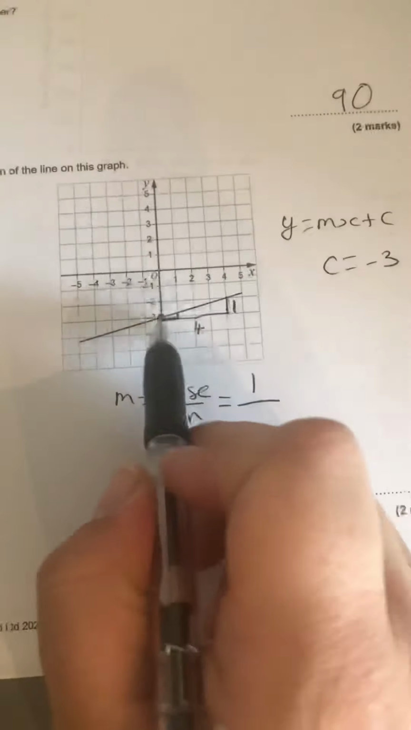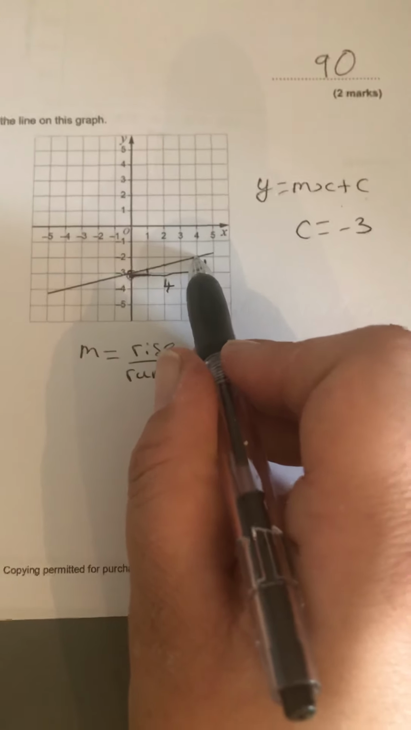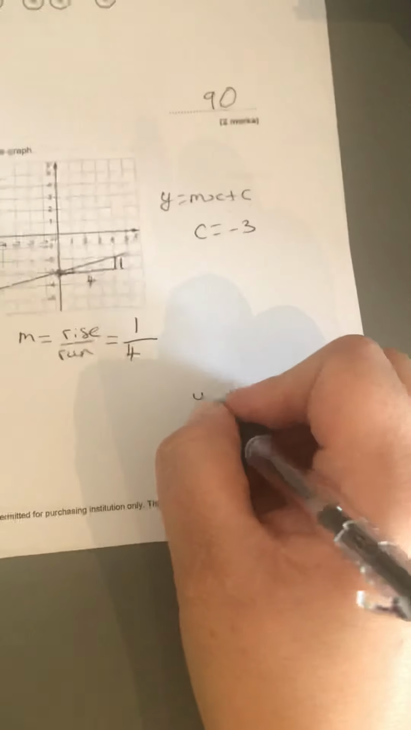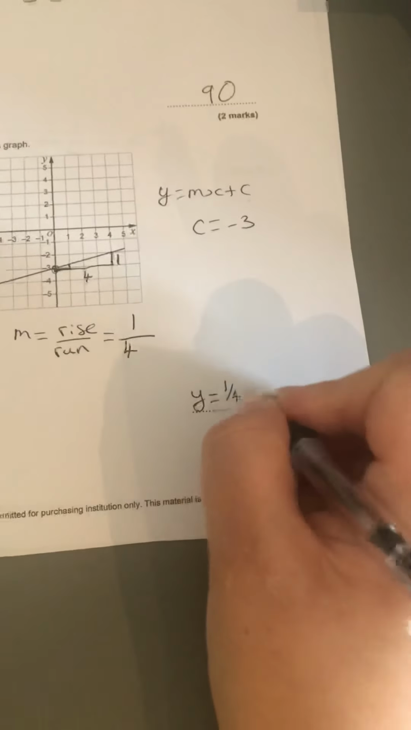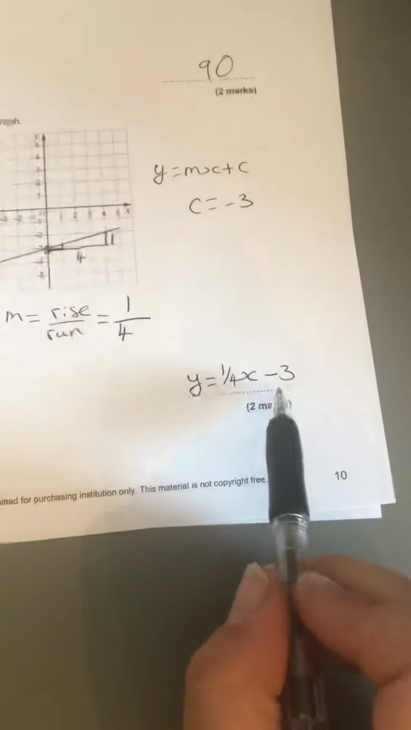So that means I'm going up a quarter each time. 1 quarter, 2 quarters, 3 quarters, 4 quarters, a full 1. So my gradient's a quarter. So my answer is y equals 1 quarter x minus 3, the y-intercept.